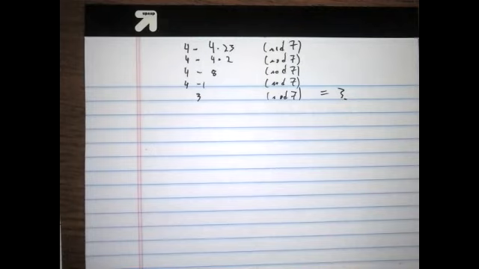And someone who's feeling enthusiastic can go and check that 50 times 25 minus 18 times 23 actually has remainder 3 when divided by 7.